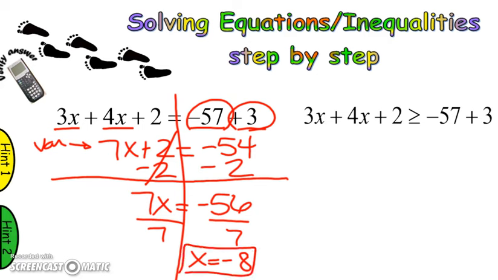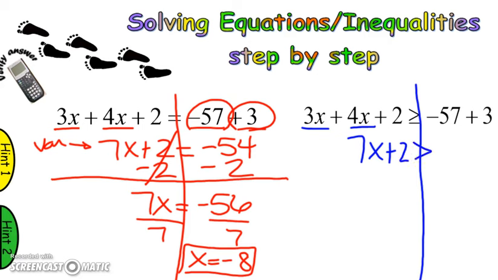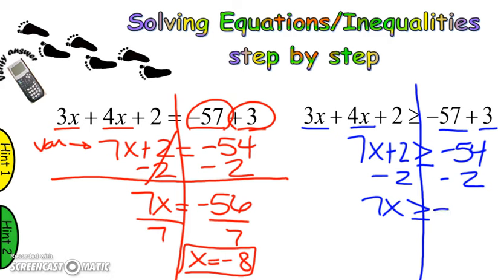Now, let's talk about the inequality. And I'll do that in a different color so you can differentiate between the two types. Again, draw your line where the inequality sign is and do the same thing. 7x plus 2 is greater than or equal to negative 54. Again, move your constant over, so I have 7x is greater than or equal to negative 56. Divide by 7, so your solution set is x can be anything greater than or equal to 8.